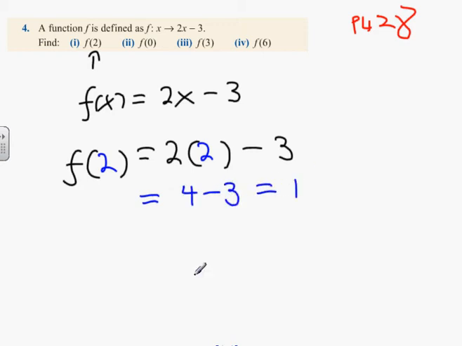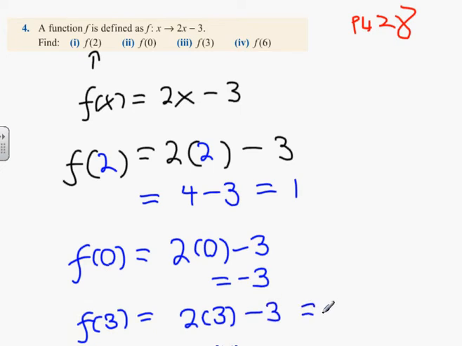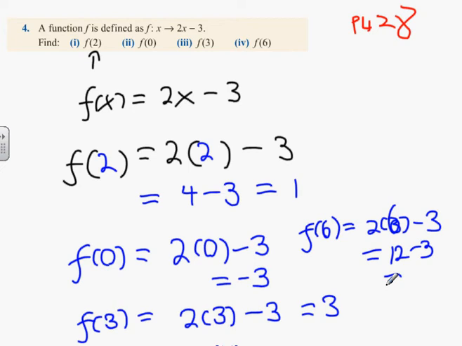That was easy. What about the next one, f of 0? 2 times 0 minus 3? 0 minus 3? Minus 3. What about the third one, f of 3? 2 times 3, minus 3. And that will get you? 3. Finally, the last one, f of 6. 2 times 6 minus 3. 12 minus 3 equals 9.